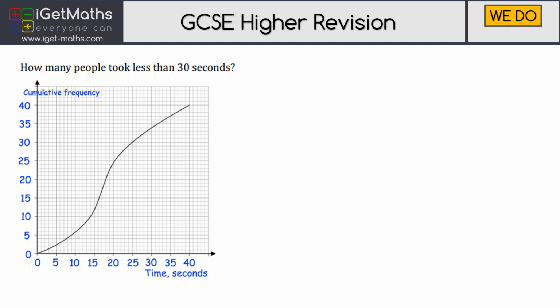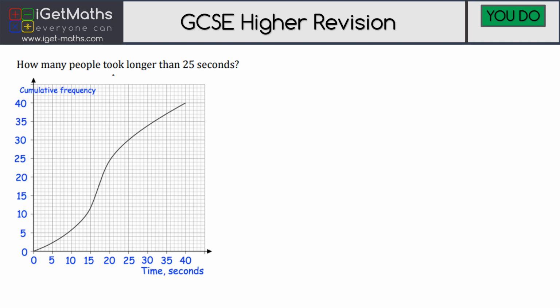Okay, how many people took less than 30 seconds on this cumulative frequency graph? So quite simply, on the time for seconds, you're going to get to 30 and draw a straight line. And then when you hit the graph line, you're going to go across, and that gives you 34. So your answer is going to give you 34 people using the cumulative frequency graph, and you're done. Okay, pause the video and have a go at your question.